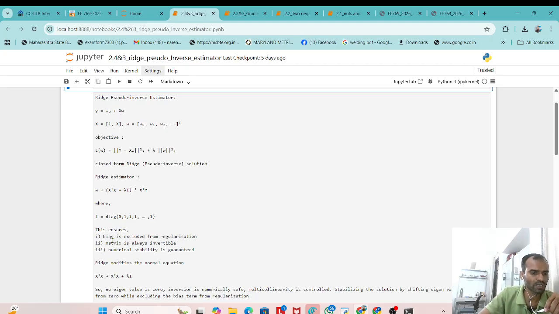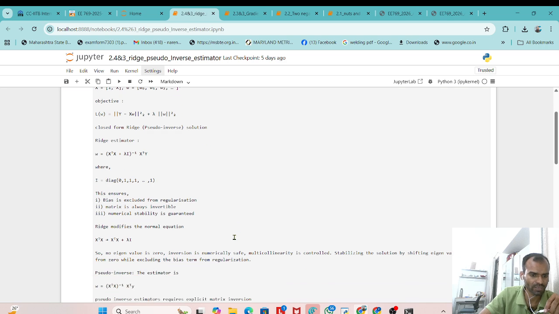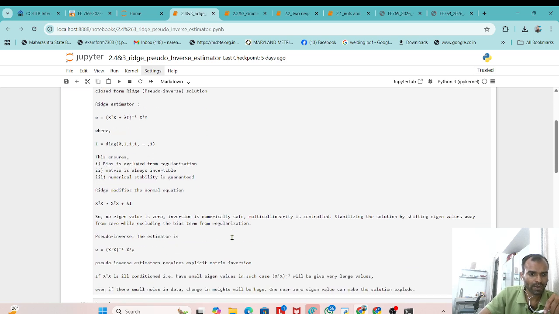So in both cases, bias is excluded from the regularization. Okay, so this is the case. With this, no eigenvalue is 0, inversion is numerically safe, multicollinearity is controlled, stabilizing the solution by shifting eigenvalues away from 0 while excluding the bias term from regularization.